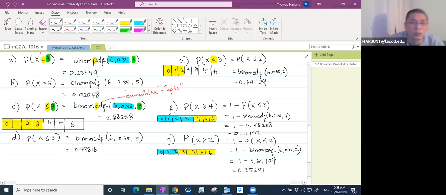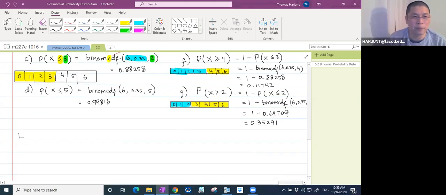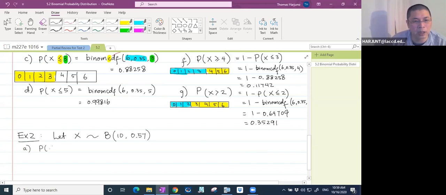Okay. Now I'm about to ask you to do a similar problem. I need you to write the calculator notation and then compute it using your calculator, TI-84 or 83. Example 2. Let x be binomially distributed. Number of trials is 10. Probability of each success is 0.57. Compute the probability that x equals 7.